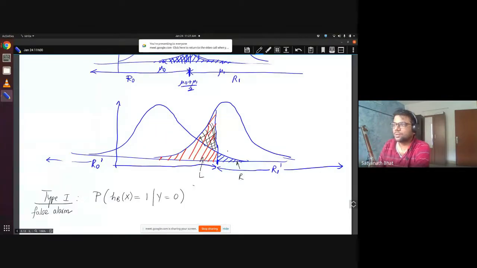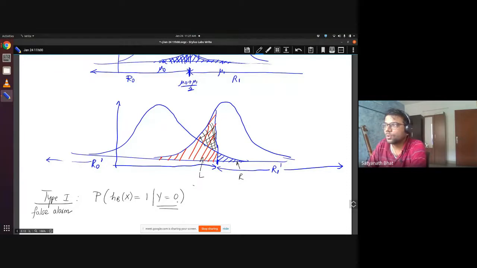Right. But let's try to understand. When Y is equal to 0, I am only interested in F0, so I should be looking at the F0 curve, because this is the distribution of the features given Y is equal to 0. I am interested in H of X being equal to 1. H_B is not correct here because I am writing this for some classifier, so let us say H of X. So this is the region where I am reporting 1. This is the false alarm rate.